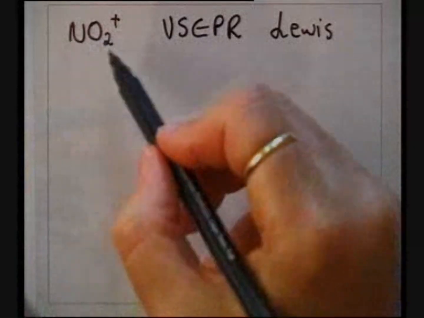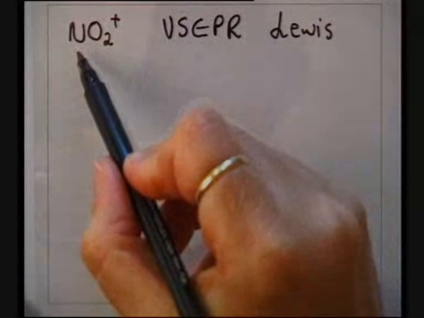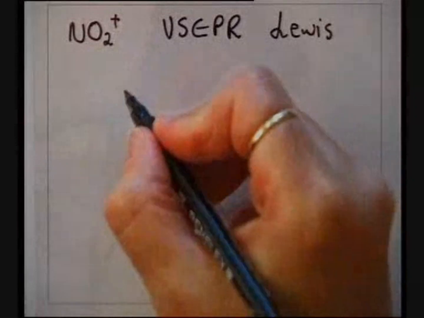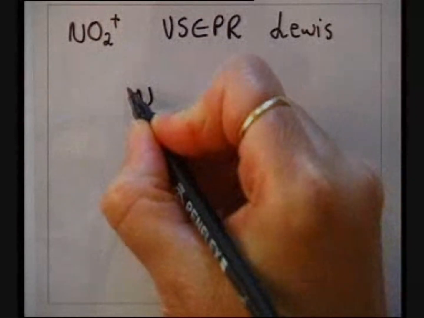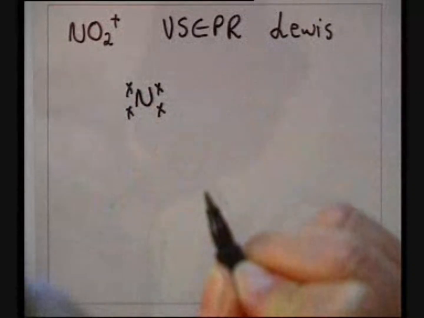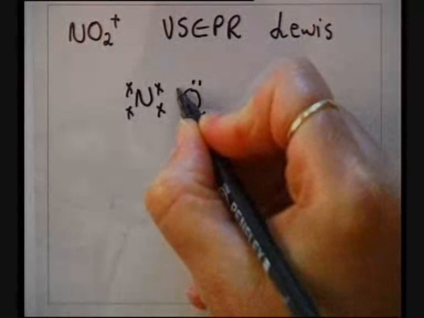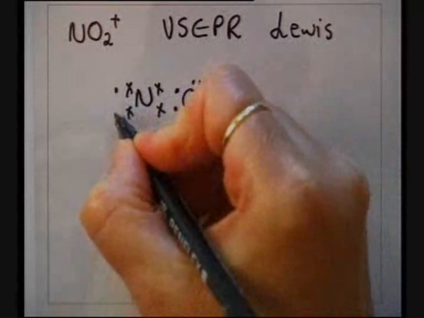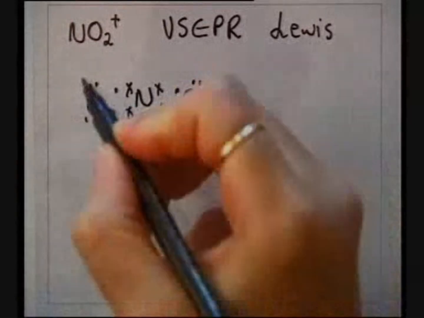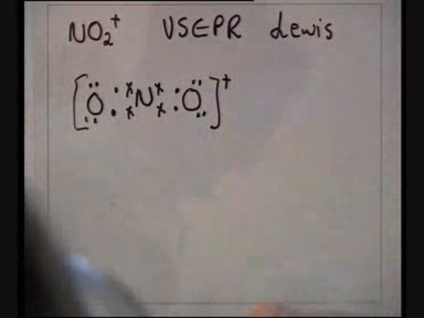The cation has lost 1 electron. The atom with the lower electronegativity will lose the electron. And our central atom, nitrogen, now will have 4 valence electrons instead of 5 valence electrons. The 2 oxygen atoms, though, will have 6 valence electrons. And we place brackets and the charge on the molecule.